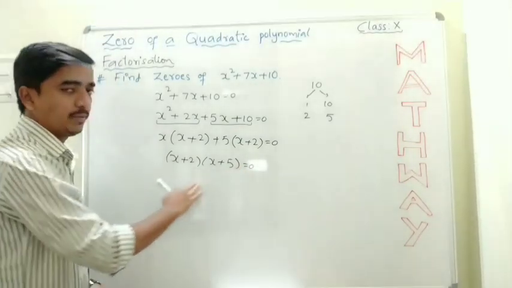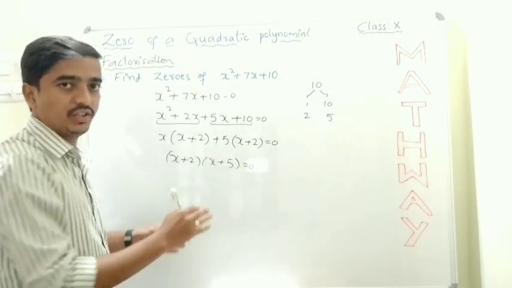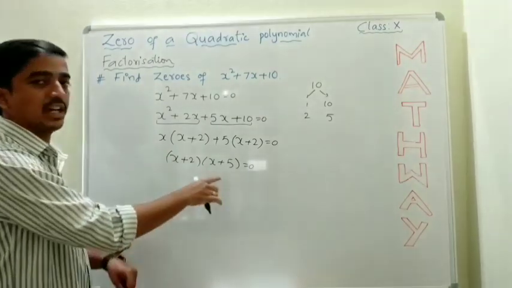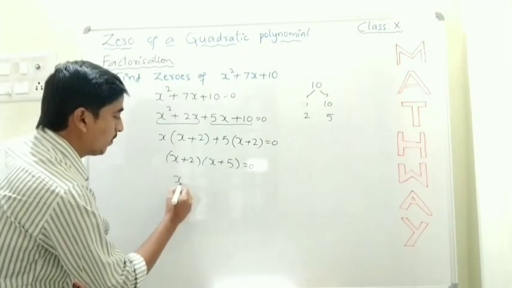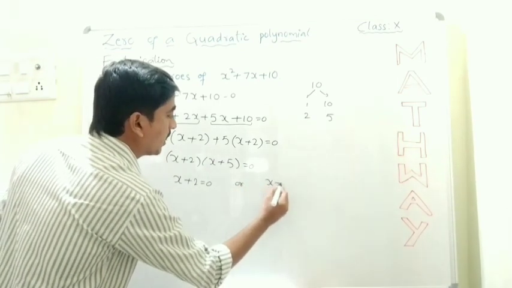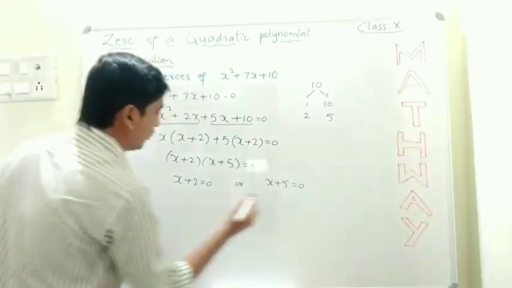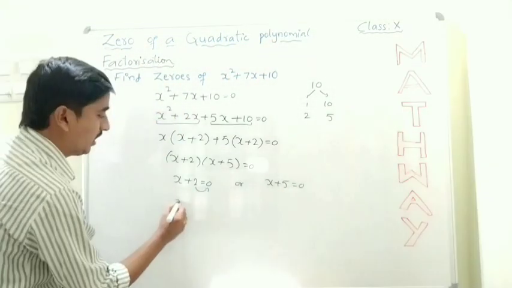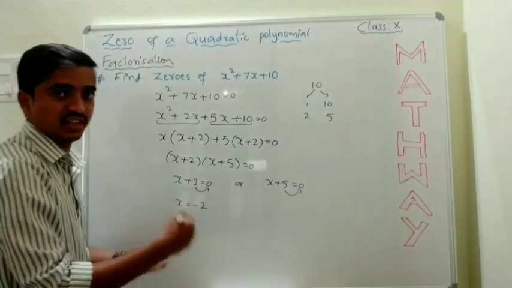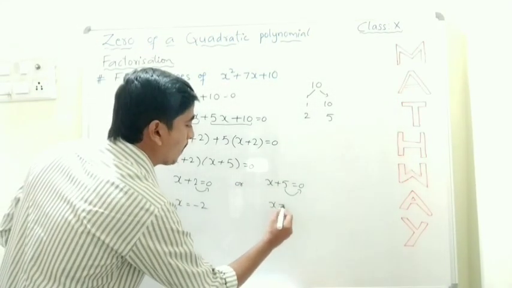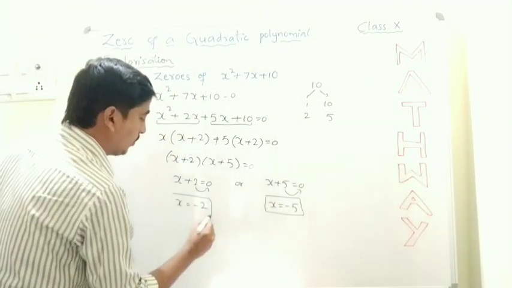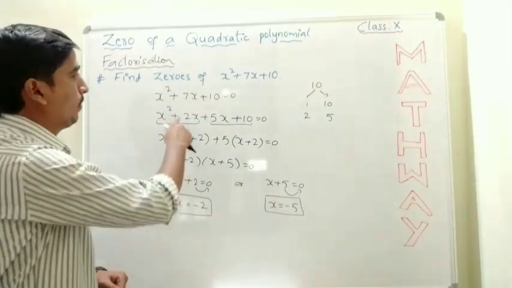The meaning of this statement is that the product of two terms is 0. It means either the first term is 0 or the second term is 0. So make the first term and the second term equal to zero. Then we get x plus 2 equals to 0 or x plus 5 equals to 0. Transpose 2 to the RHS side, then we get x equals to minus 2. In the same way, transpose 5 to the RHS side, we get x equals to minus 5. So this minus 5 and minus 2 are the zeros of the given polynomial.